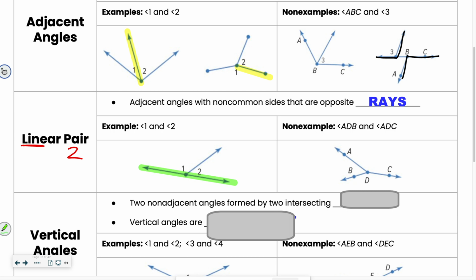If we look at our non-example over there, what's wrong with our picture? Not straight. Yeah, do you guys see how this is not a straight line right here? It's crooked. There's like a kink in it. You can't have that. That's not a straight line like that guy is.